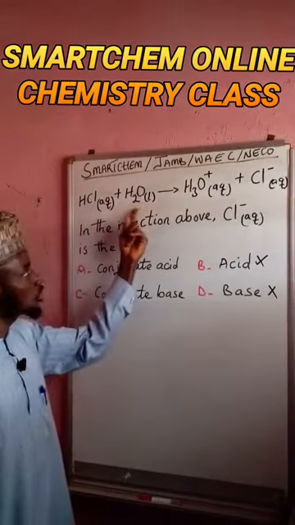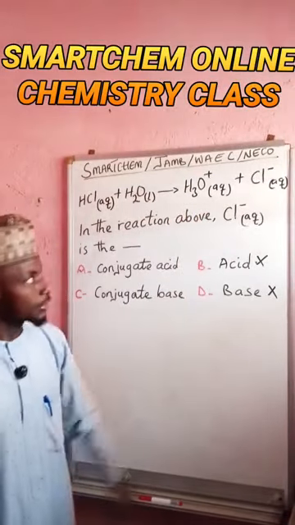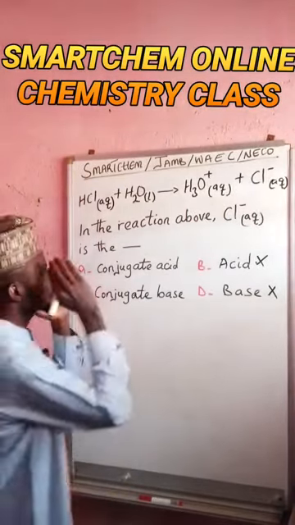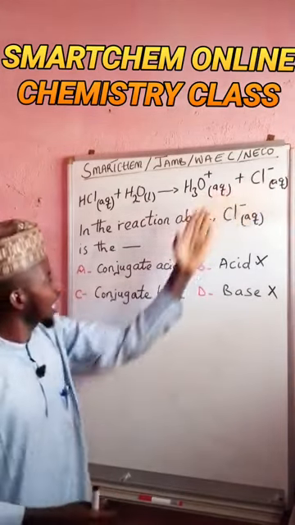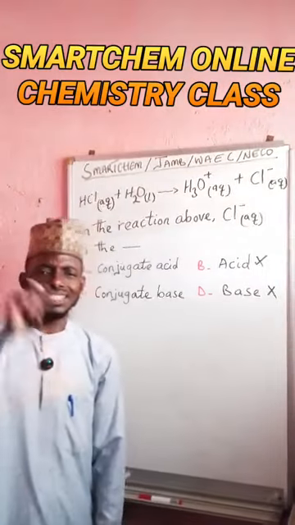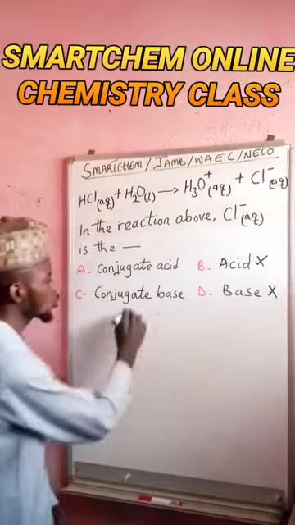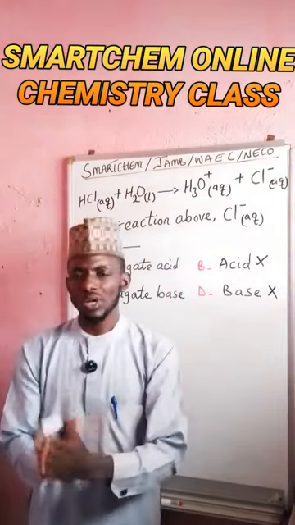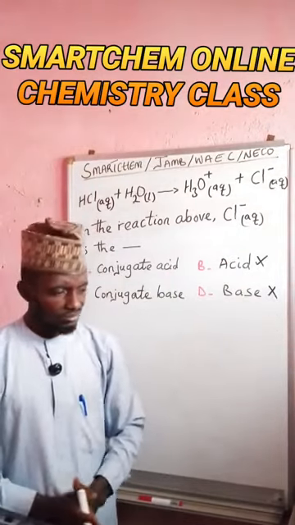It is an acid reacting with water to form hydronium ion plus chloride ion. So now, this chloride ion, that is where the question falls. This chloride ion, is it a conjugate acid or conjugate base? So the question that will come next is, what is conjugate acid and what is conjugate base? Now let's analyze the two. Let's define the two and see which one is going to be the correct answer for this question.